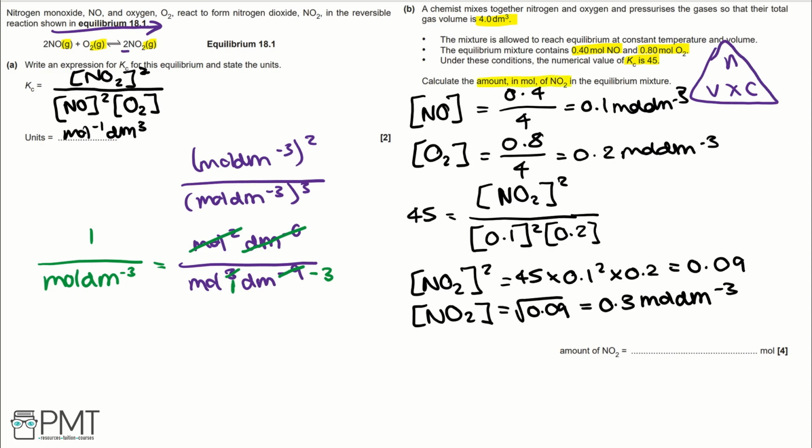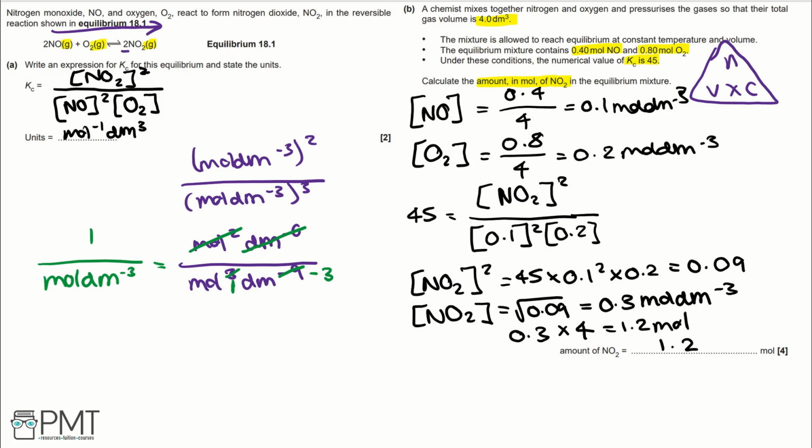Therefore, we need to do the reverse of what we've done in our first step and take concentration and multiply it by our volume, which is 4 decimeters cubed, and that gives us 1.2 moles of nitrogen dioxide, which is what we write on our answer line.